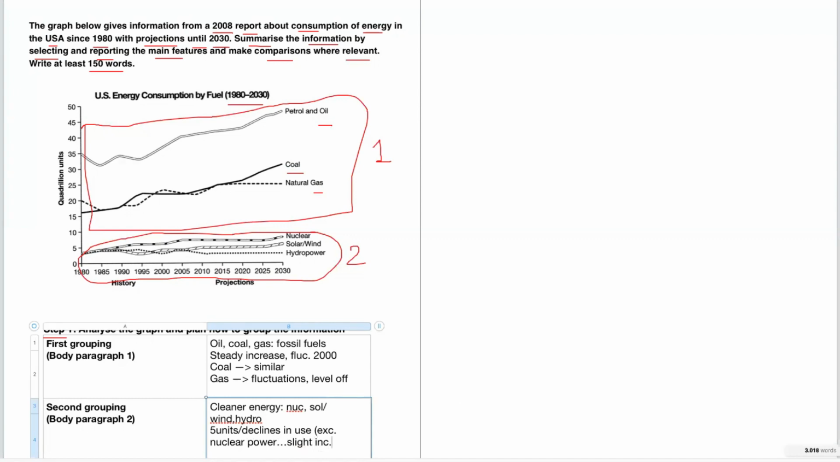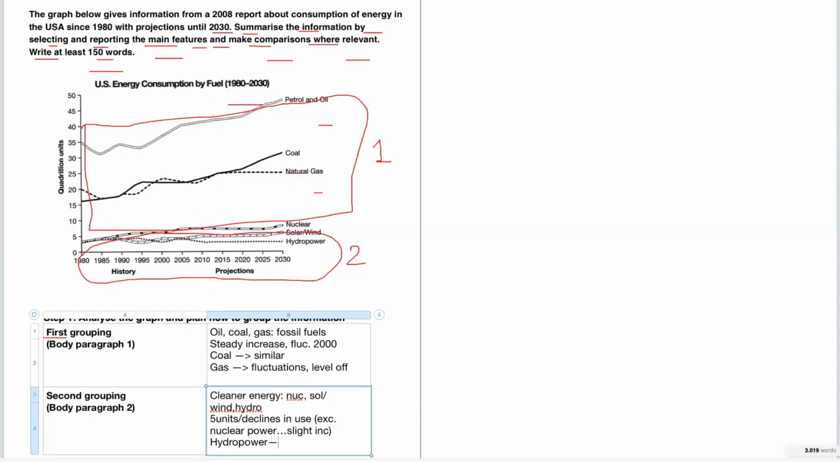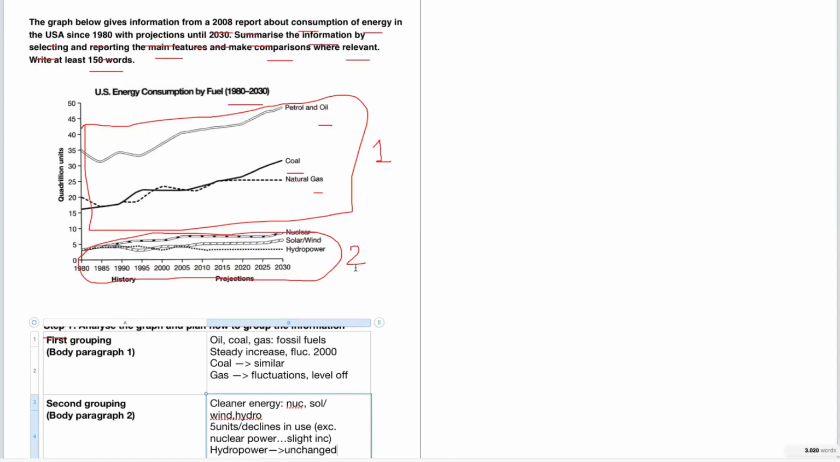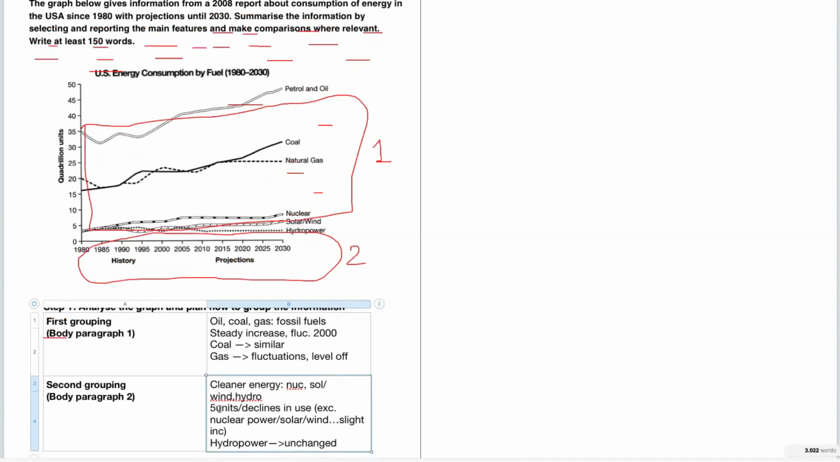And then hydropower is quite interesting because it looks to be unchanged. So it's just going to remain as it is. It's also another example of leveling off, but I'm not going to use that again because I don't want to use the same phrase too much. So I'm just going to say hydropower will remain unchanged. And then I'm also going to pay a little bit of attention to solar and wind. That is quite similar to nuclear in that they're going to increase slightly. So I'm going to go ahead and stick solar and wind into my example with nuclear power.